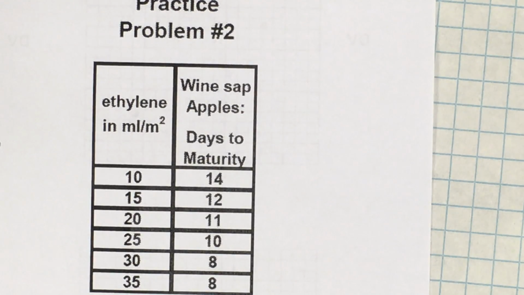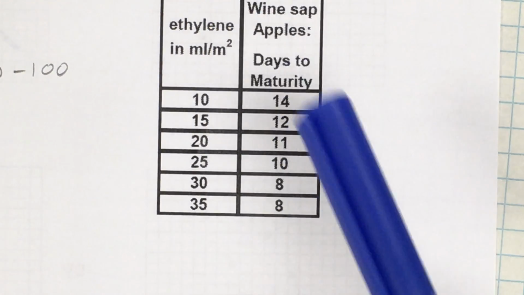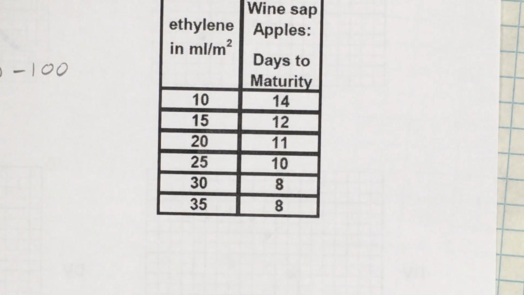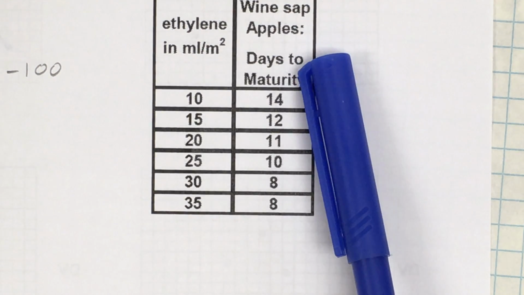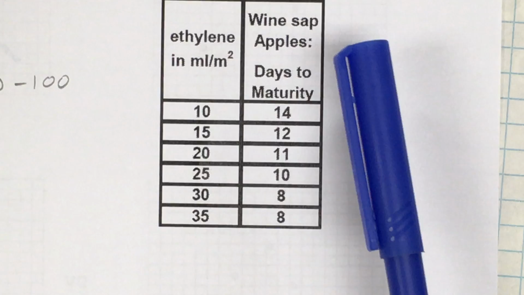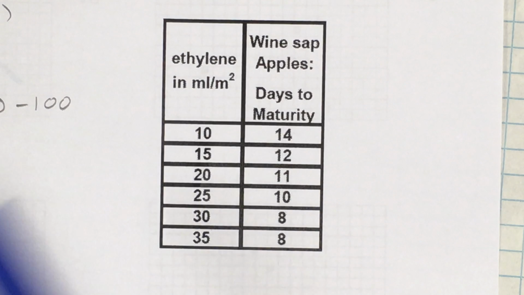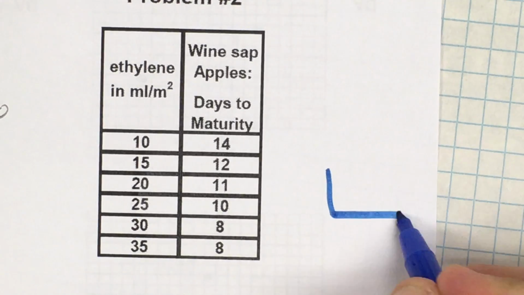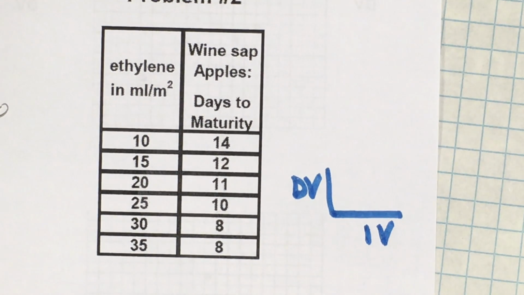Last thing, before going to practice problem number 2, make sure you understand what's going on here. Ethylene is a growth hormone, so you want to ask yourself, does the amount of growth hormone depend on the days it takes the apples to mature? Or do the days it takes to mature depend on the ethylene? That way you identify your dependent variable correctly. Remember, your dependent variable always goes on your y-axis. Your independent variable always goes on your x-axis.